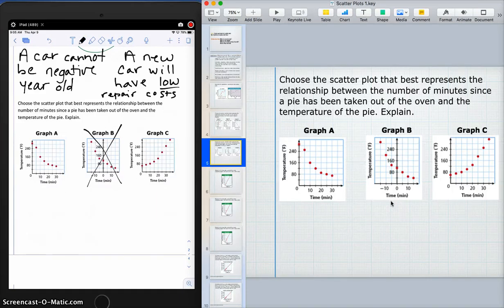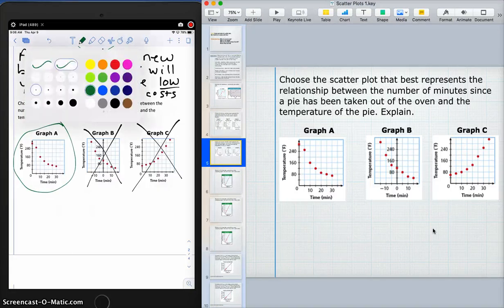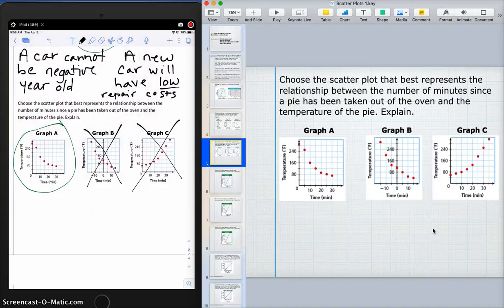For graph A or C, we have to think, okay, are the temperatures going to decrease the longer it sits out, or are the temperatures going to start low and increase as the item sits outside the oven? So take the item out of the oven, what immediately starts happening? Is it heating up or cooling down? It's cooling down. So here we can eliminate graph C because that one is increasing. So we have our answer of graph A. And again, we can write a short explanation, okay?